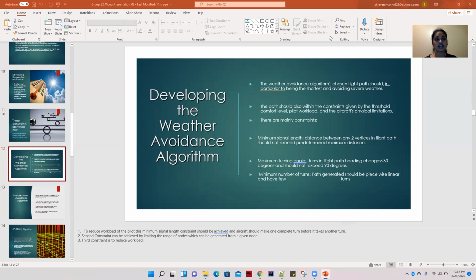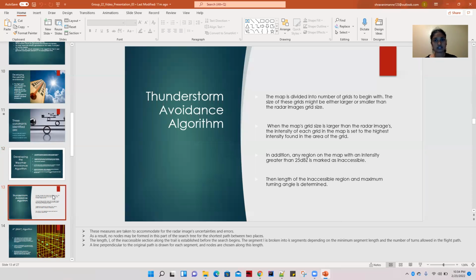The next slide describes the thunder avoidance algorithm. Actually, this algorithm is designed to obtain the safest and best path during thunderstorm situations.